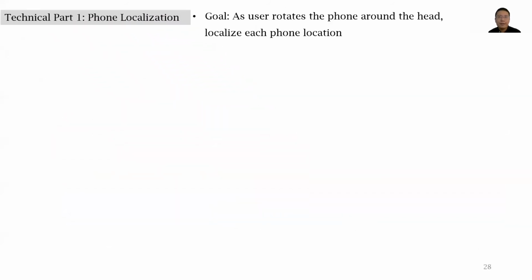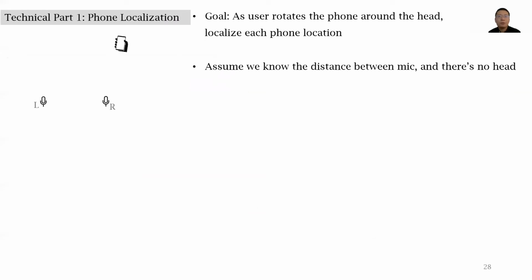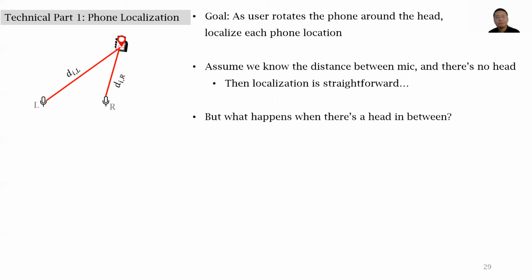So our goal is that as the user rotates the phone around the head, we want to localize each phone location at each time instance. So let's first look at a simple case. Assume we know the distance between microphones and there is no head between the microphones. Then localization is straightforward because we can essentially get the acoustic time of flight between the smartphone and the in-ear microphones. And this can translate to the distances, DIL and DIR. And then we can just perform a simple trilateration and the phone location can be estimated.